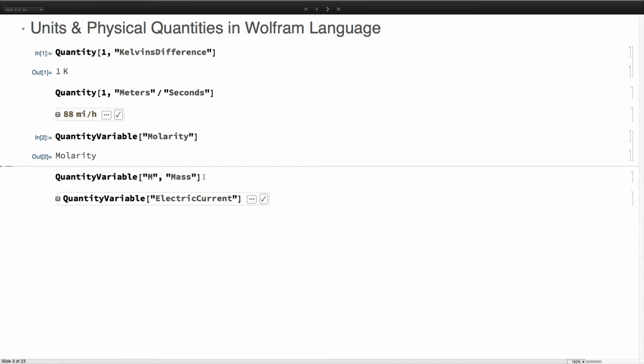And natural language processing here is really nice because you can find the standard names pretty quickly. So if you wanted to find current, for instance, and you didn't know it was electric current, you can just do control equals and quickly get that as a quantity variable, and then go and add whatever symbol you want.